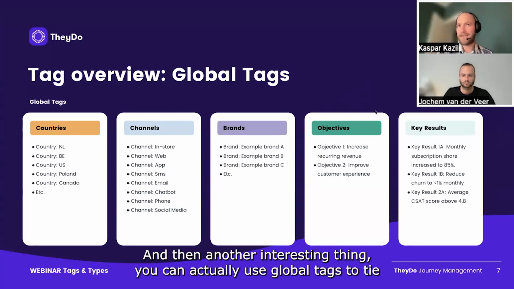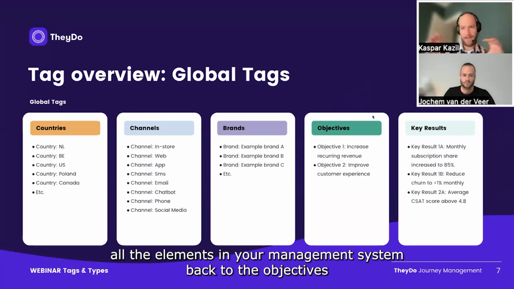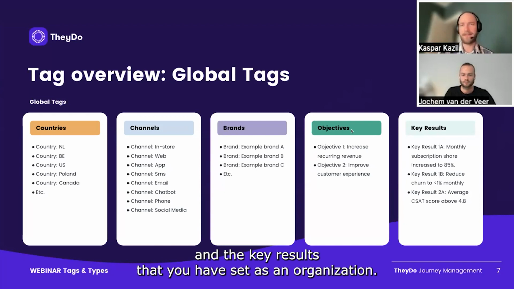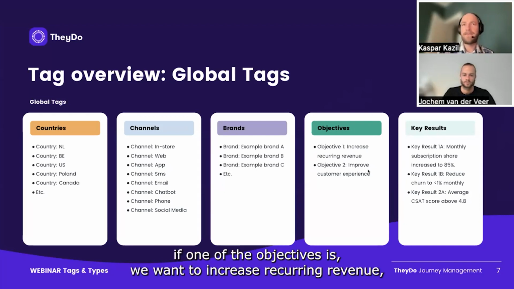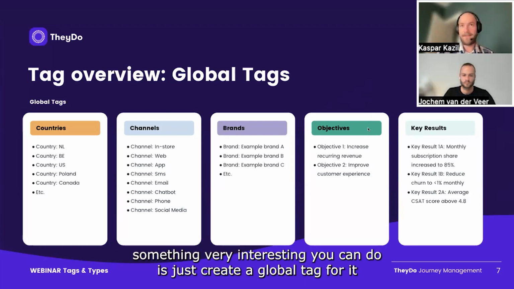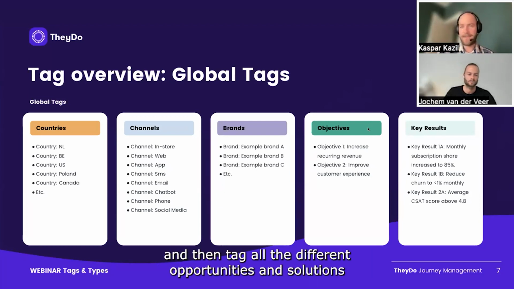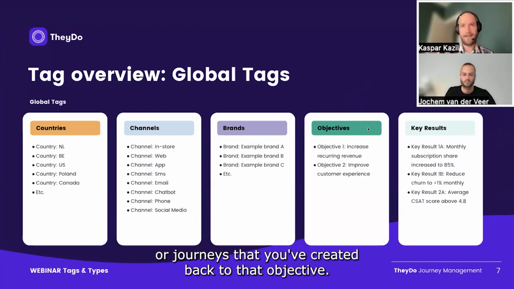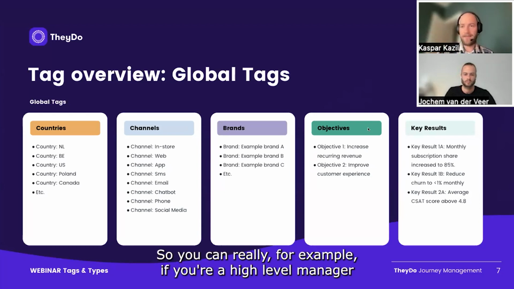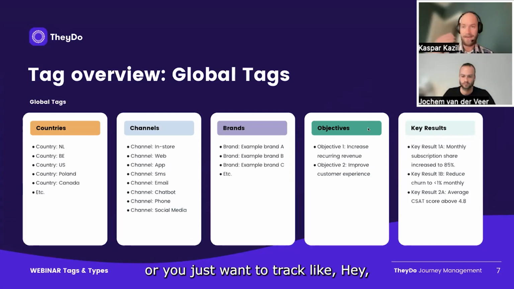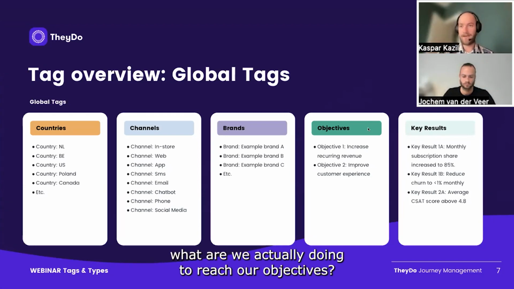And then another interesting thing, you can actually use global tags to tie all the elements in your management system back to the objectives and the key results that you have set as an organization. So, for example, if one of the objectives is, we want to increase recurring revenue, something very interesting you can do is just create a global tag for that and then tag all the different opportunities and solutions or journeys that you've created back to that objective. So you can really, if you're a high-level manager or you just want to track, hey, what are we actually doing to reach our objectives?